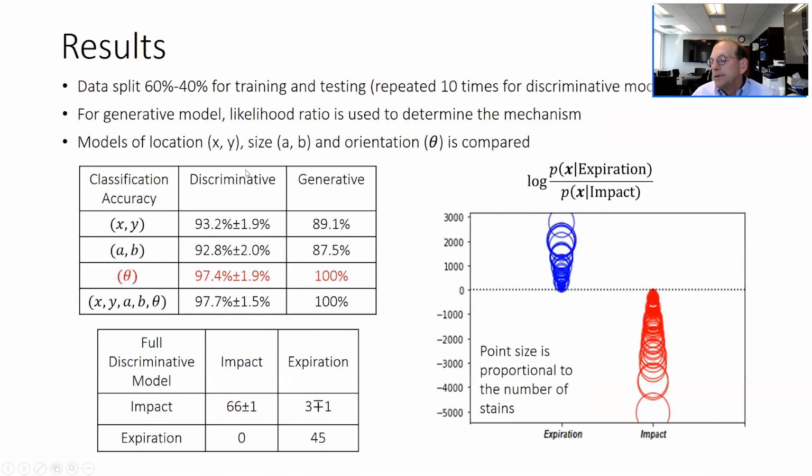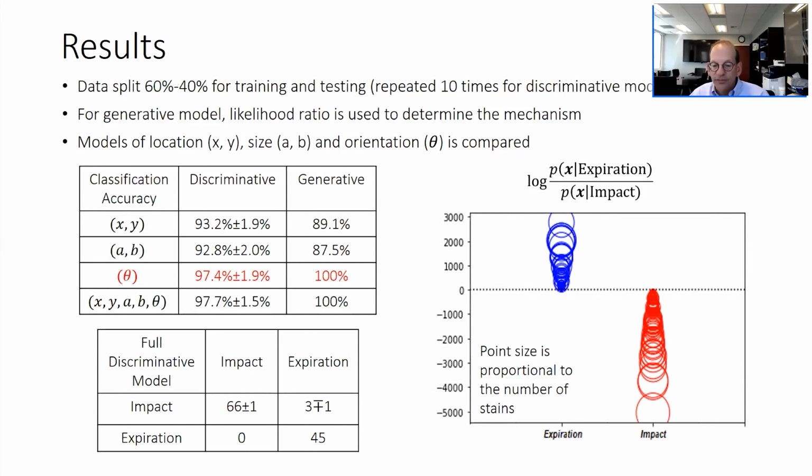So what we did is apply the two approaches that I've talked about. For the discriminative approach, we split the data: 60% we used to train and build a discriminative model, and then we used the other 40% to test how well we do. And then we repeated that split, train, and test 10 times to get more variability in the average. For the generative model, we only did it once because it's more computationally intense. We end up with a likelihood ratio comparing the two mechanisms.